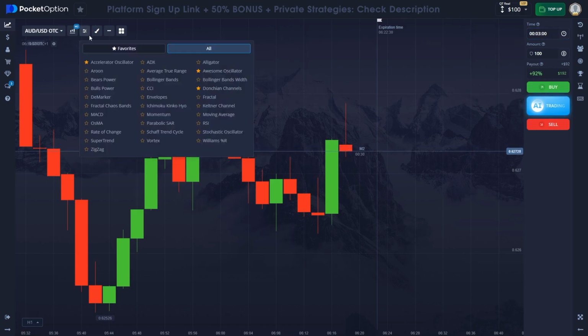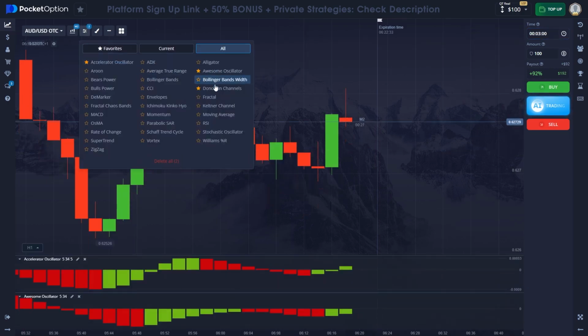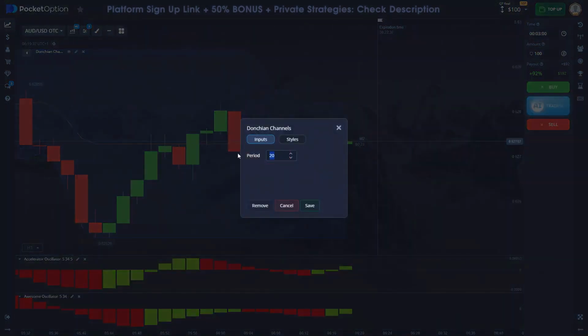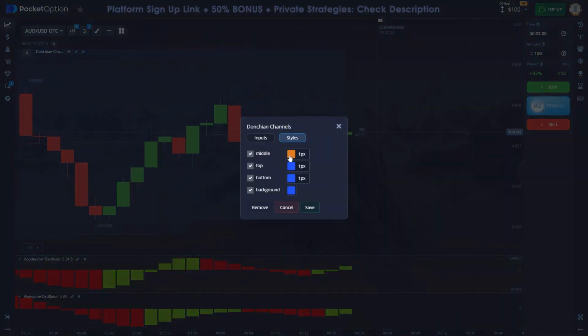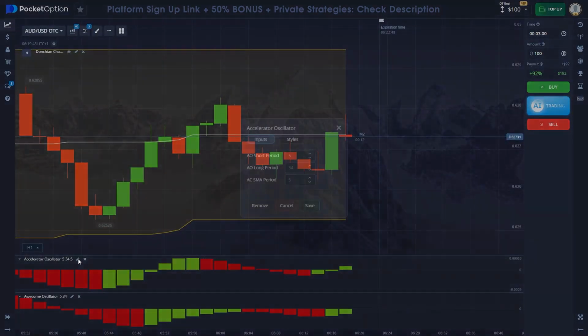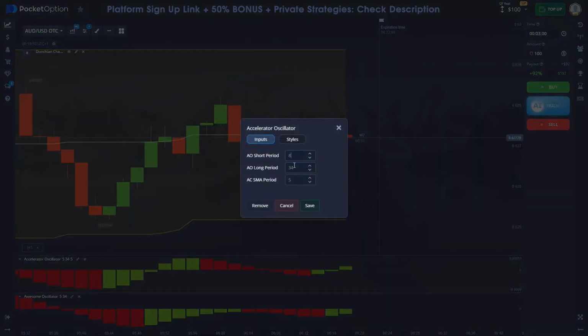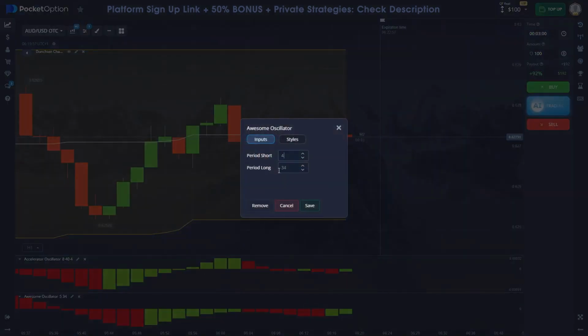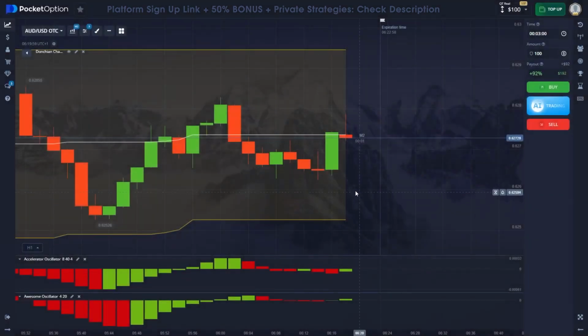We connect the accelerator, oscillator, awesome oscillator and Donchian channels. For Donchian channels, we set the period to 40 and change the colors for ease of chart analysis. Accelerator oscillator short period is 8, long period is 40 and SMA period is 4. For awesome oscillator, the short period is 4, the long period is 20.